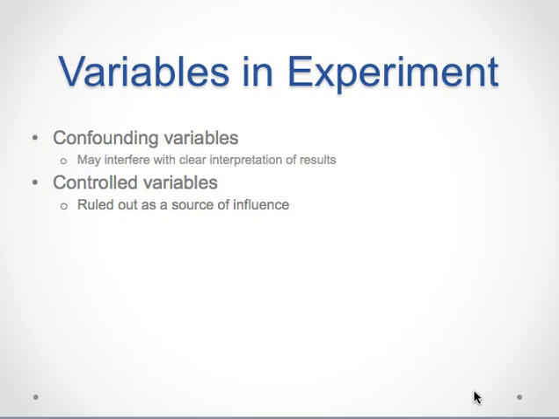Controlled variables, however, cannot be confounding variables. So, for our scenario, if both groups took the test at the same time, so they're controlled, time is controlled here, then time cannot explain the changes in the dependent variable, and therefore time cannot be a confounding variable.